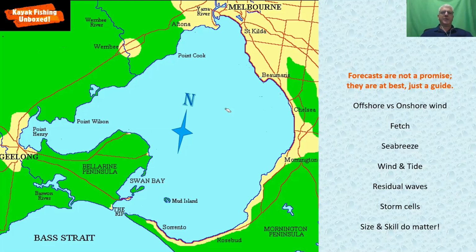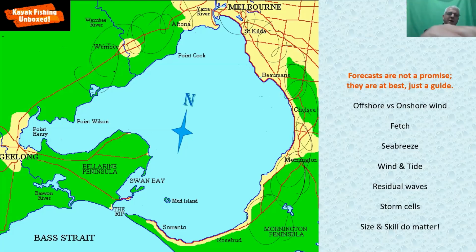The next thing we need to keep in mind, particularly in the bay, is the sea breeze. So during summer, what happens is the land all around the bay heats up, and the land heats up faster than the water does. So as the land heats up, it's hotter and hotter during summer. The hot land causes the air to rise. As the hot air rises, it actually draws in the cold air from the bay.